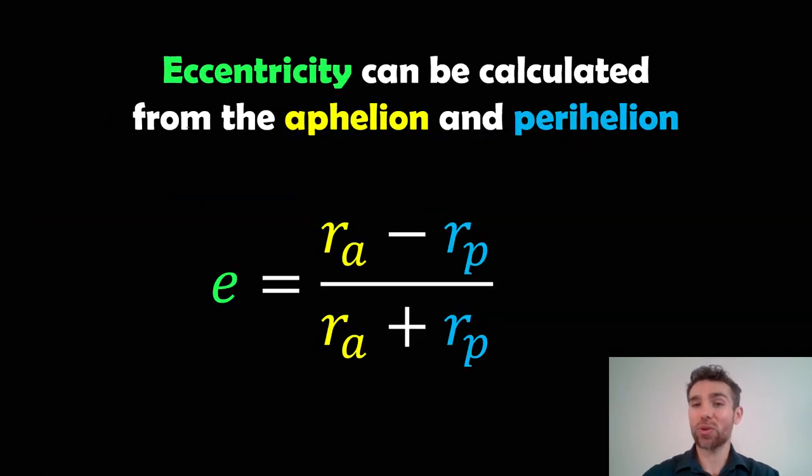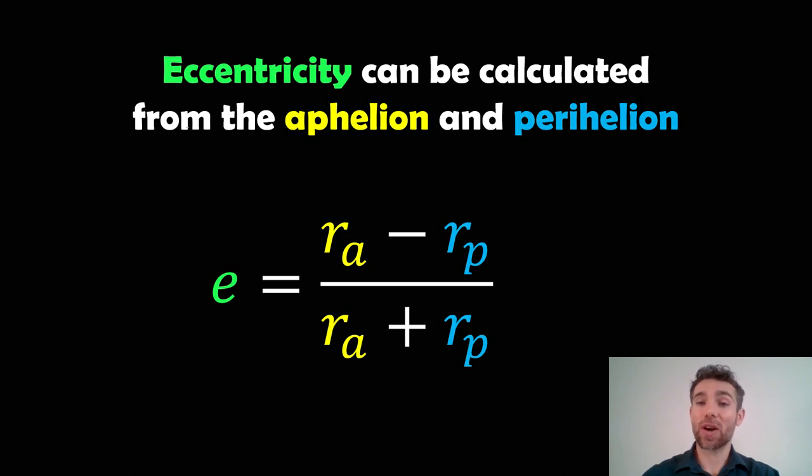Now, once you have those, you can then calculate your eccentricity from this equation here. So you would subtract the perihelion from the aphelion and then divide that by essentially adding the two together, and that will give you a number.